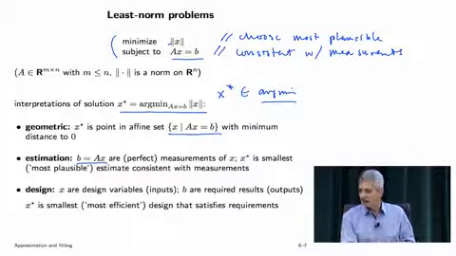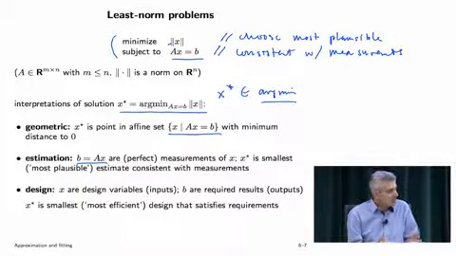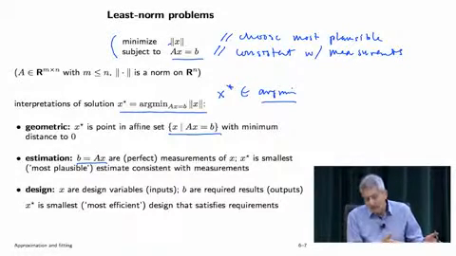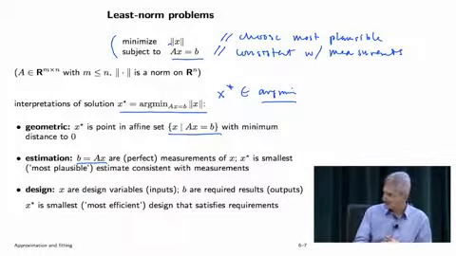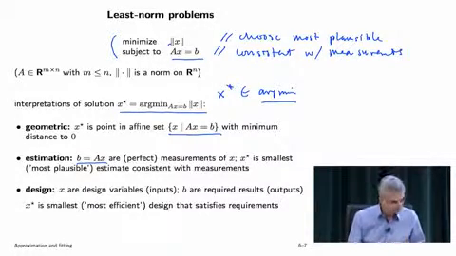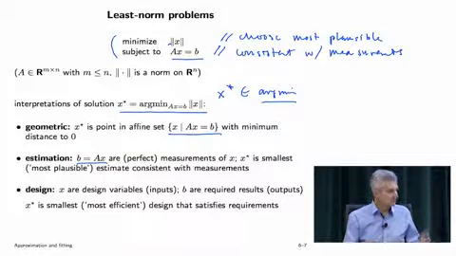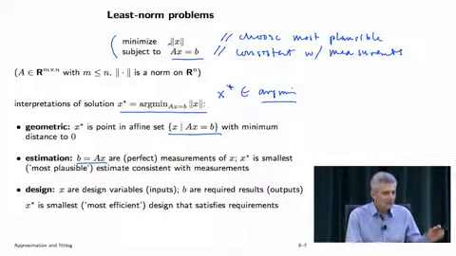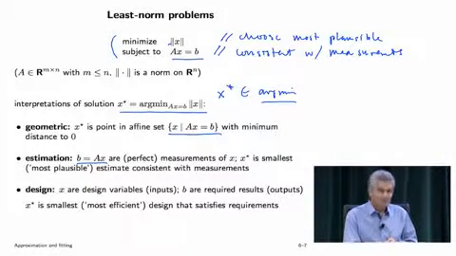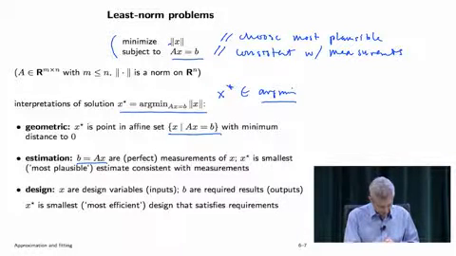In other words, you're in a situation where there are many parameter values consistent with the measurements, so anybody who chooses an x with Ax equals b cannot say to another person who chooses another x that satisfies Ax equals b that they're wrong. What one can do is talk about which is more plausible. So the norm is used as a surrogate for implausibility, because the larger the norm, the less plausible it is.